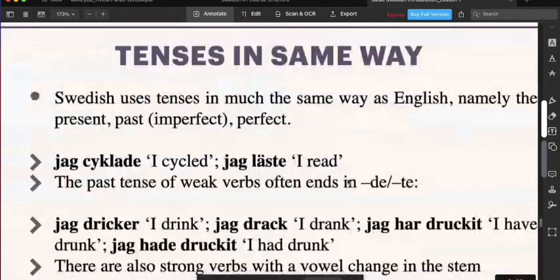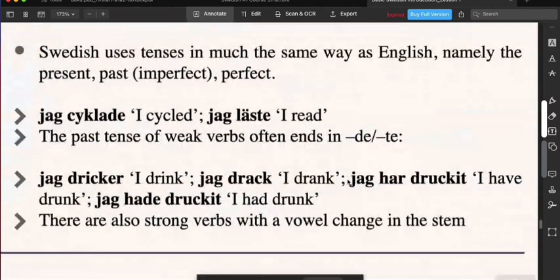So second comparison is here about tenses. If you want to make past indefinite in Swedish, that is quite similar to English. I cycled, jag cyklade. So we have D at the end. There are four situations where you can make with the, jag läste. We call them voiceless consonants that we can learn later on.